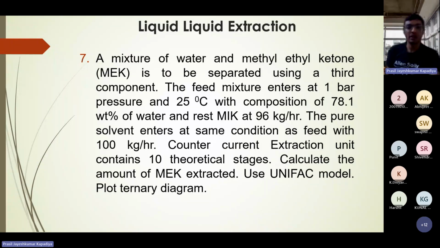So let's take one example. A mixture of water and methyl ethyl ketone is to be separated using a third component. The feed mixture enters at 1 bar pressure and 25 degrees Celsius with composition of 78% of water and rest MEK. So 78% water is there and only near to 20 to 22 percent of MEK is there. So if we go for distillation, what will happen? We'll have to provide huge amount of energy to separate MEK, that is in little quantity, from water.